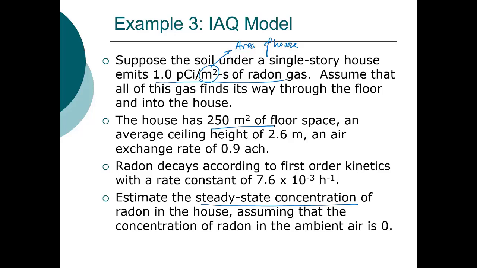The house has 250 square meters of floor space. It averages a ceiling height of 2 meters, and we have an air exchange rate of 0.9 air changes per hour. And radon decays according to first order kinetics with a rate constant of 7.6 times 10 to the minus 3 inverse hours. What we're asked to do is to calculate the steady state concentration. We'll assume that the concentration of radon in the ambient air is 0.